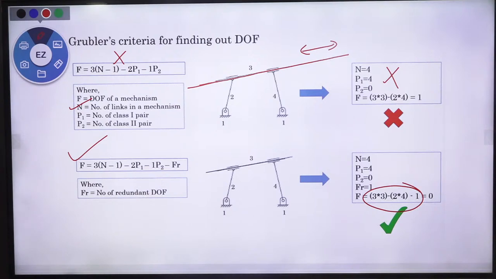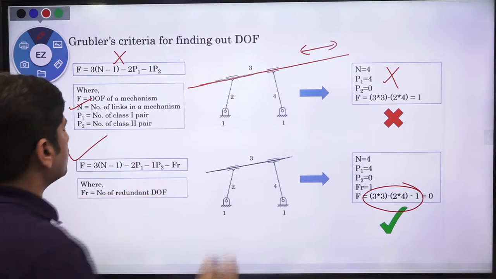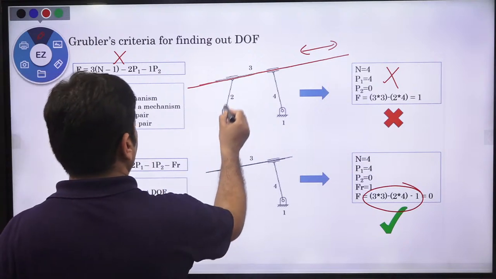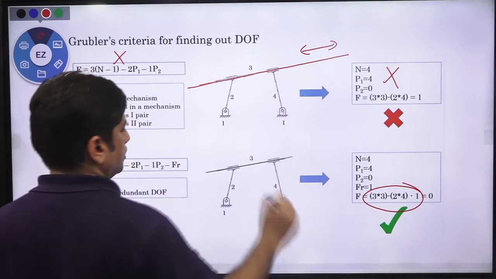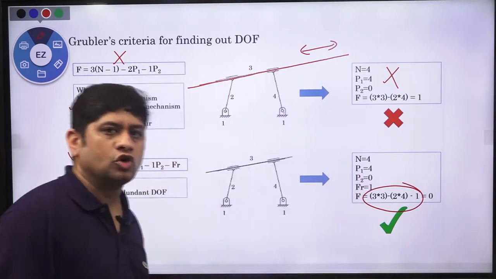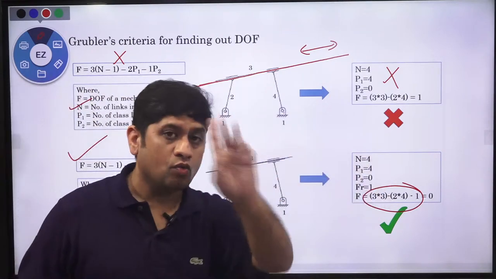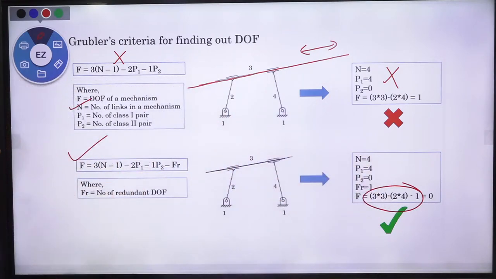Number of redundant links. So in this case, there is one pair which is redundant pair. How many lower order pairs are there? There are four lower order pairs: 1, 2, 3, 4. How many higher order pairs? 0. How many redundant pairs? 1. And accordingly, I get degree of freedom in this case as 0.